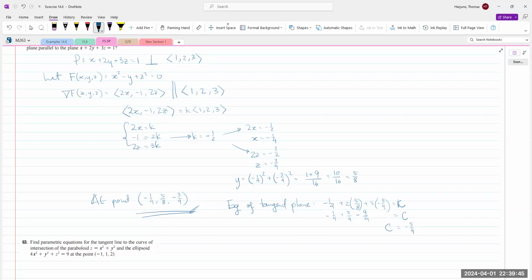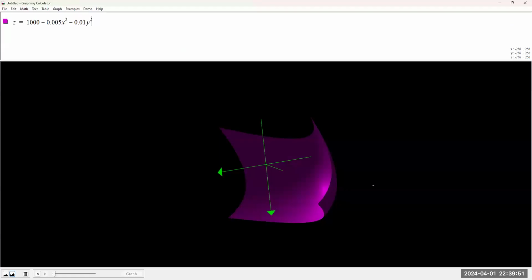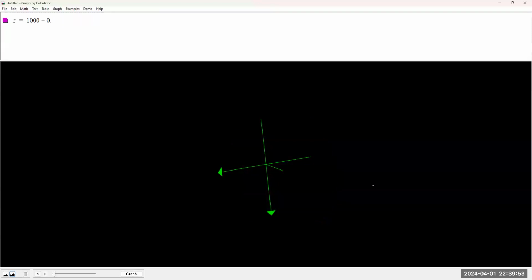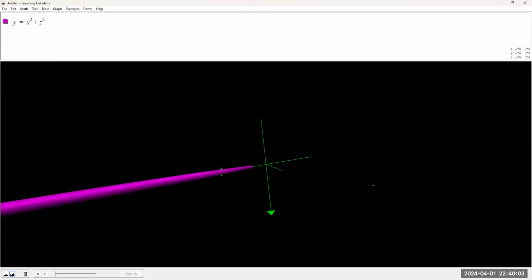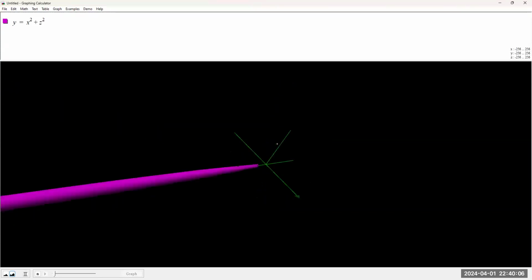Okay, let's take a look at our graph. Let's get rid of this. y equals x squared plus z squared. Oh, wow, I don't like that.